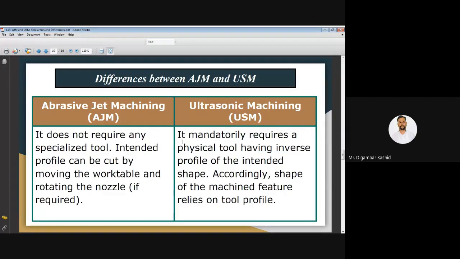In case of abrasive jet machining, it does not require any specialized tool. Interior profile can be cut by moving the work table and rotating the nozzle if required. But in case of ultrasonic machining, it compulsorily requires a physical tool. We require a physical tool having the inverse profile of the intended shape.